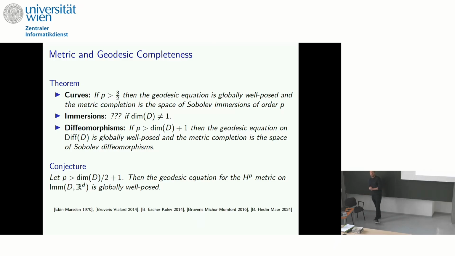And unfortunately, it turns out here much less is known. For curves, it has been resolved, and it's even sharp. If the order of the metric is larger than 3/2, you are good. This has been done by Peter, Martins, and David for order 2, and has been later extended to order greater than 3/2. But it says as soon as your metric is strong enough, everything is known.